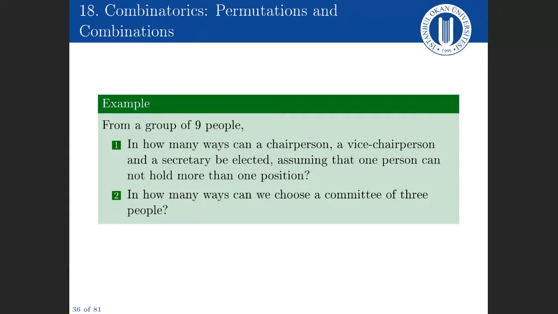Let's suppose we have 9 people. In how many different ways can we choose a chairperson, a vice chairperson, and a secretary, if we make the assumption that one person cannot hold more than one of these positions? And question 2, in how many ways can we choose a committee of 3 people?